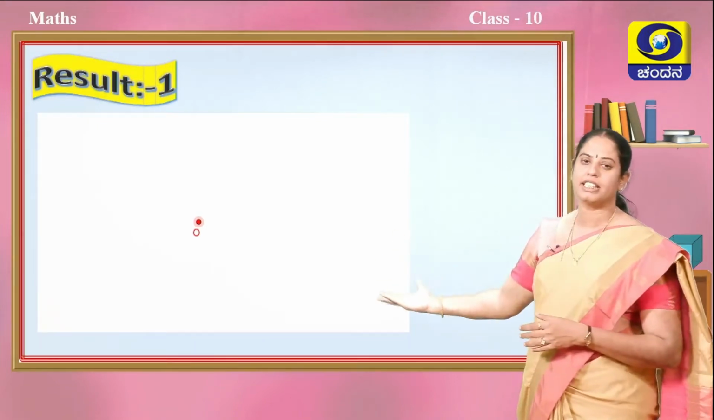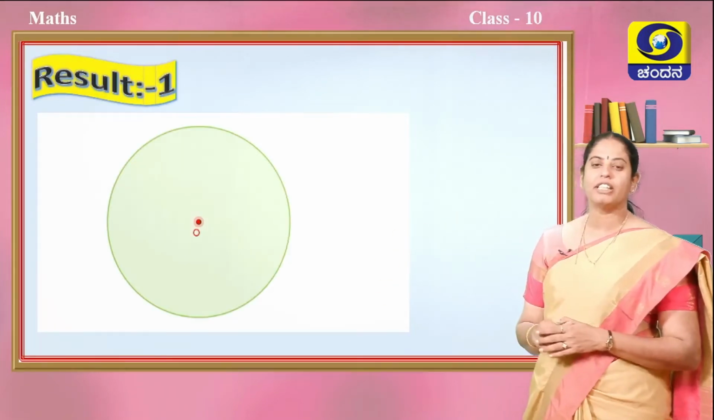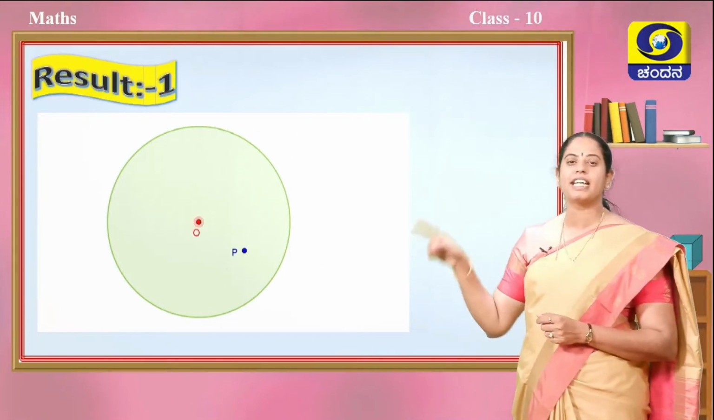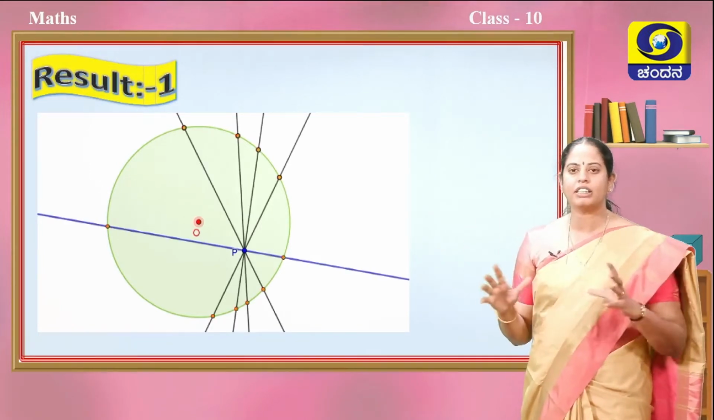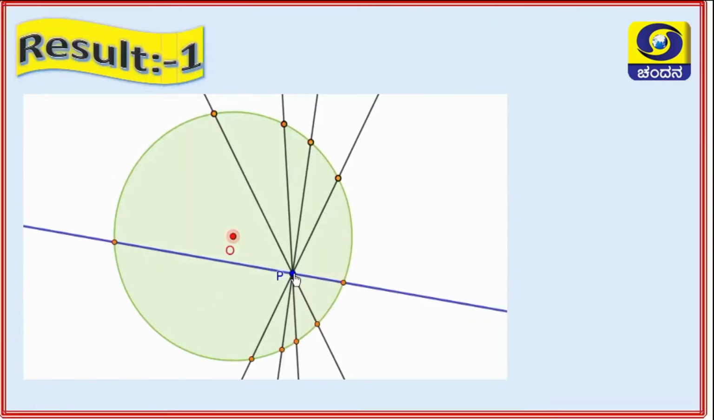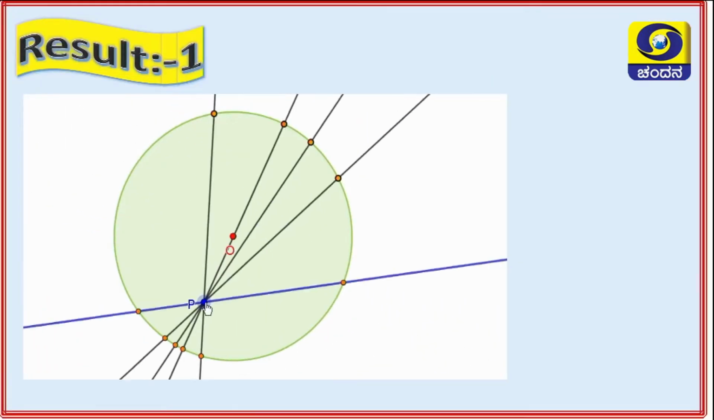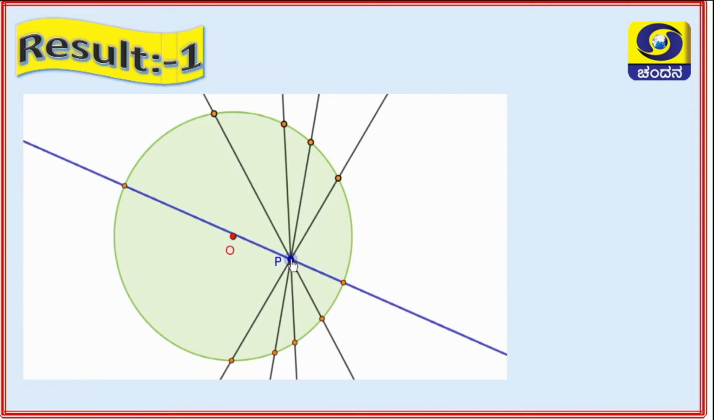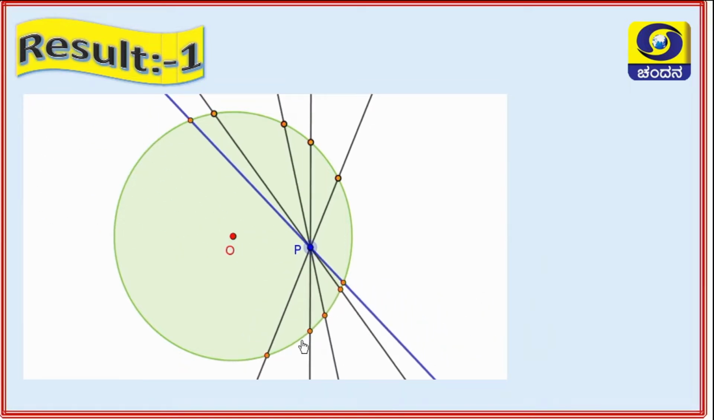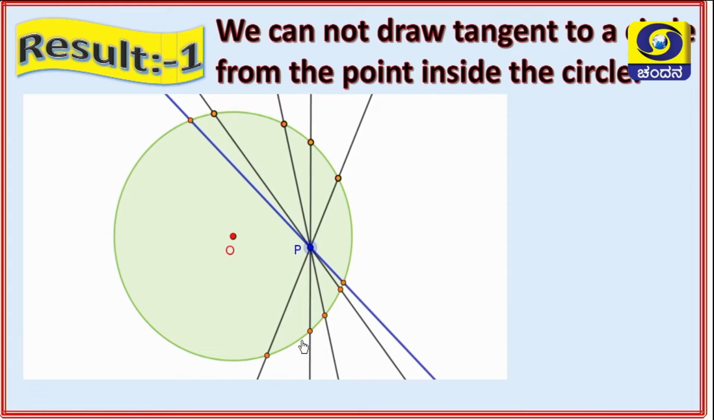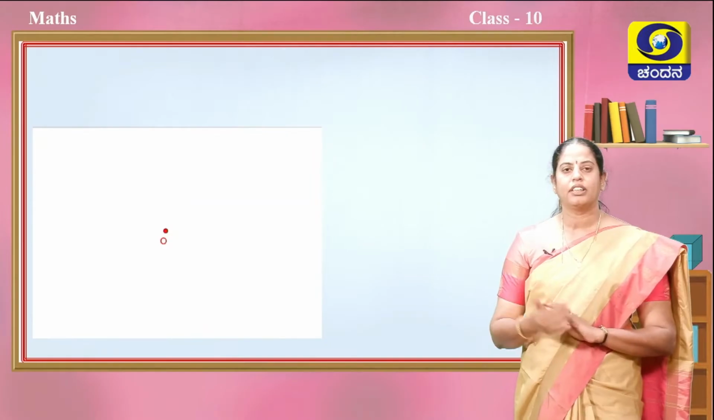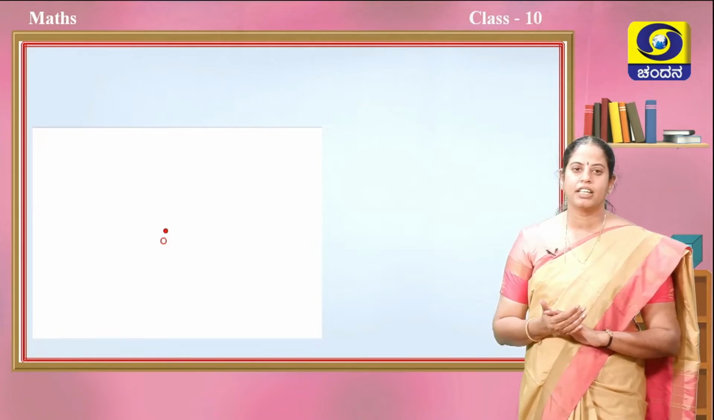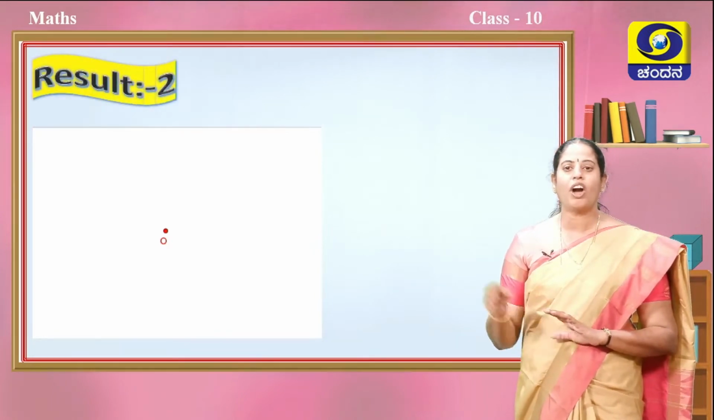First, let us discuss result 1. When the point is marked inside the circle, you have tried to draw tangents to the circle from a point inside the circle, but you find that it is not possible to draw a tangent to a circle from a point inside the circle. Yes, we cannot draw.